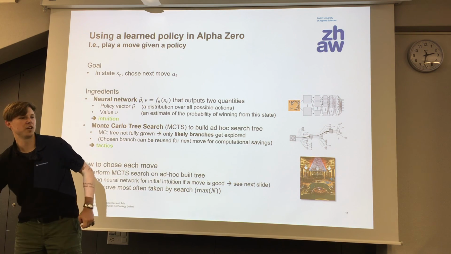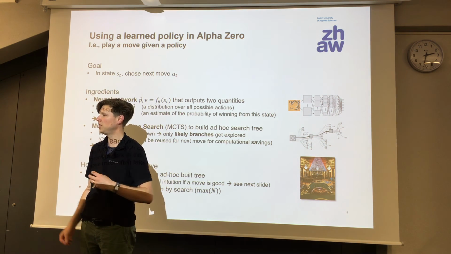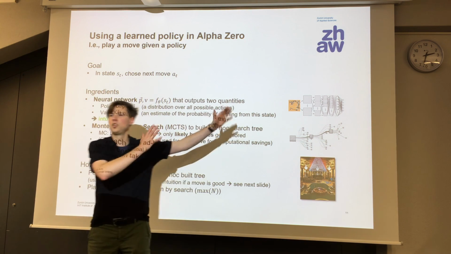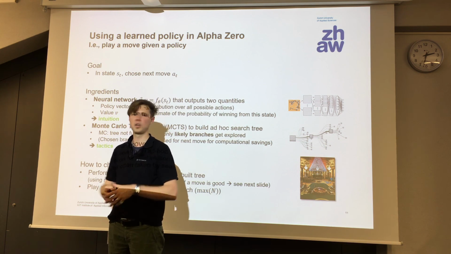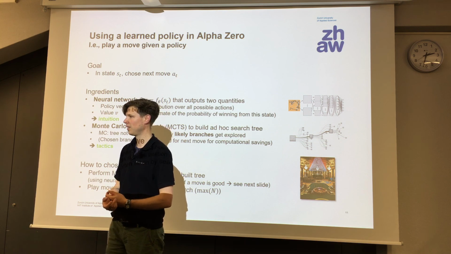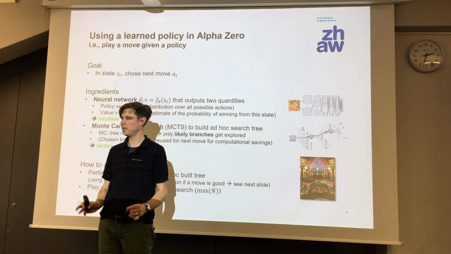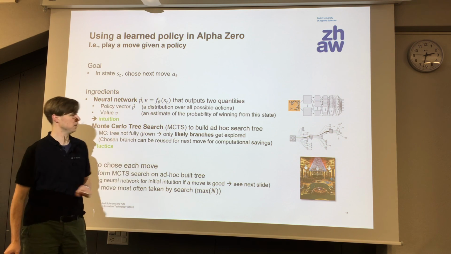Of course, when I told you the game of Go has 10 to the power of 170 different states, it's impossible to build this complete tree. You cannot even hold it in memory, let alone compute everything. So we need some randomization. We cannot look at every possible state. And this is where the Monte Carlo comes in.